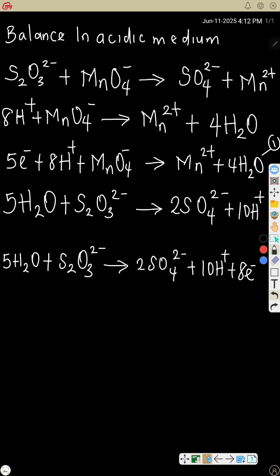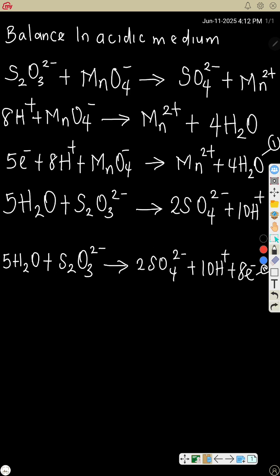Now you can test if you are right or wrong. We call this equation 2. So look at this now. How many hydrogen do we have here? 5 times 2, 10. How many hydrogen here? 10. How many oxygen? 5 times 1, 5, plus 3, 8. How many oxygen here? 2 times 4, 8. How many sulfur? 2. How many sulfur? 2.